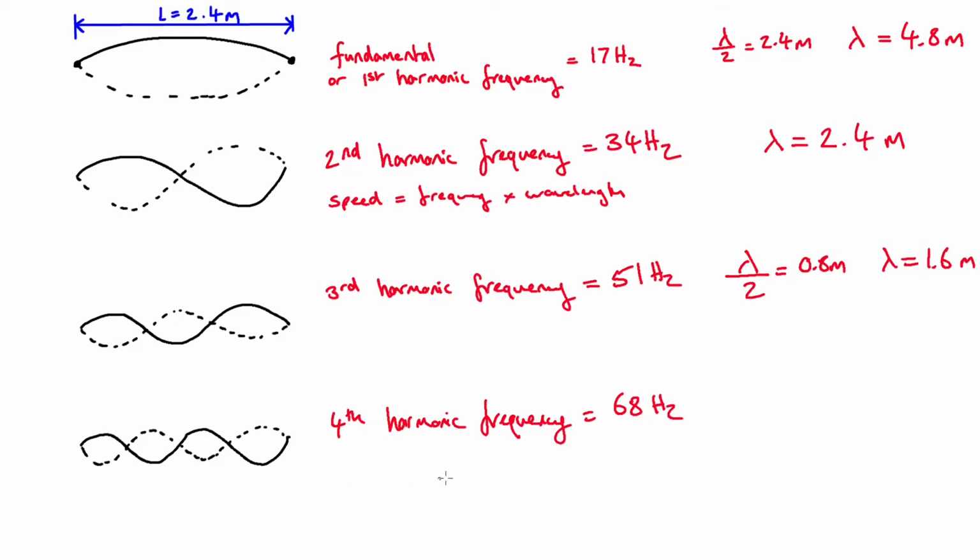Resonance occurs again at 68 Hertz, where we find our 4th harmonic frequency. This time the distance between two successive nodes is 1/4 of the length of the string.